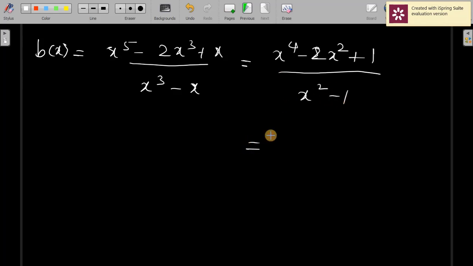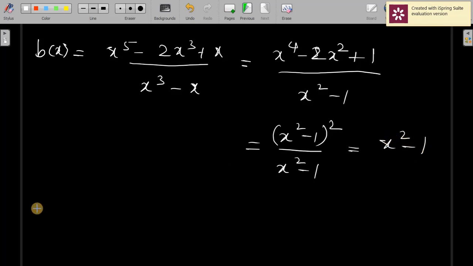Again, this can be further simplified. If you put x square is equal to t, you will get two roots, and both the roots are of the form t minus 1. So this is the same as x square minus 1 the whole square upon x square minus 1, that is exactly the same as x square minus 1. So that is your b of x.